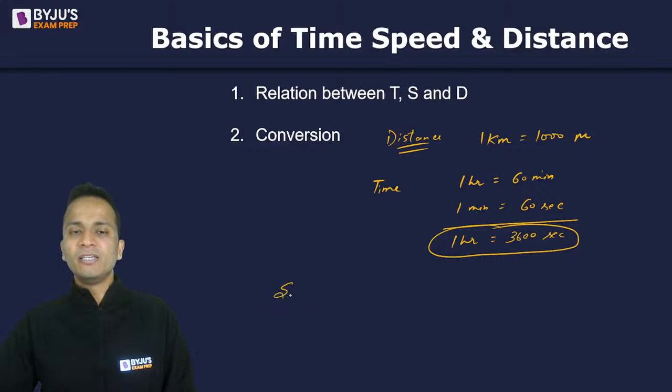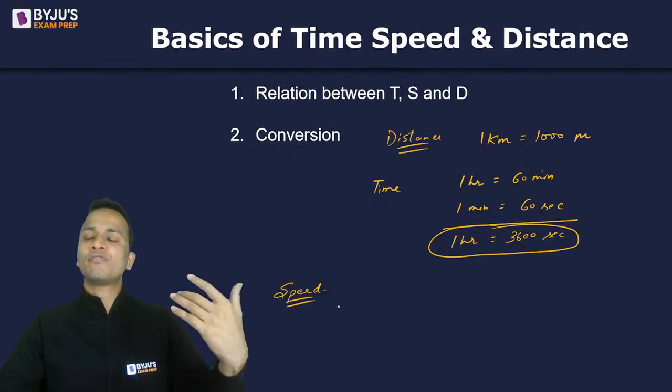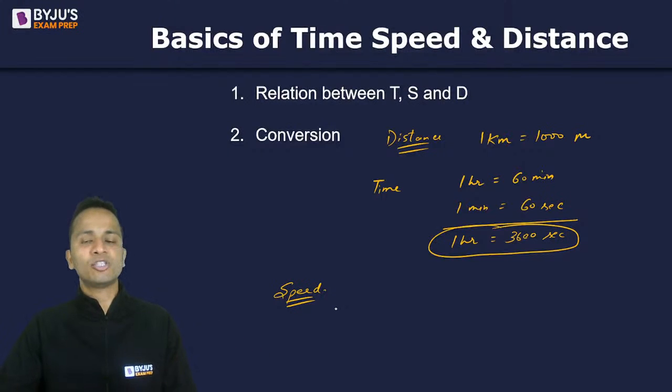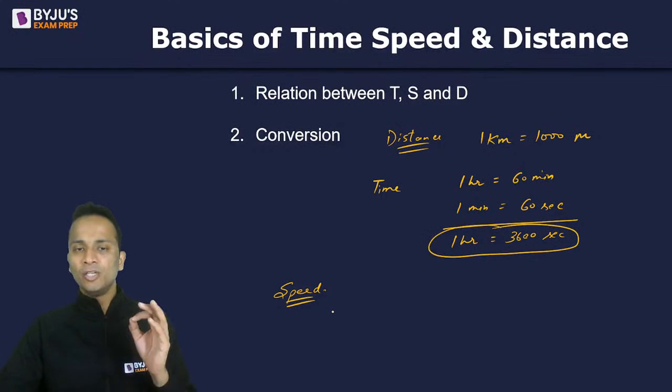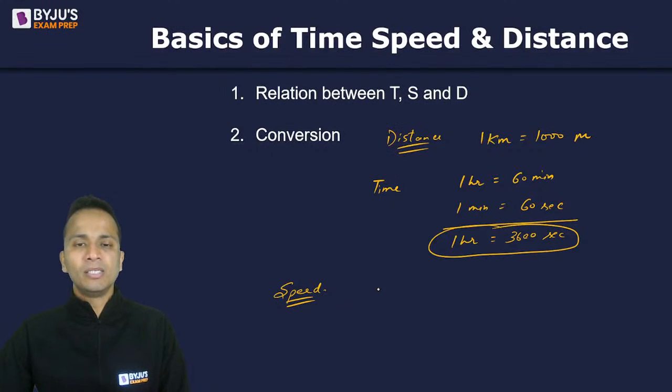Now, finally, the place where we commit mistakes is the units of speed. We don't do the conversion, and we use the speed as meter per second in the questions where the units of distance are given in kilometers or time is given in hours. So please be careful about the conversion of the units of speed. Speed generally you will find in two forms, kilometer per hour or meters per second.